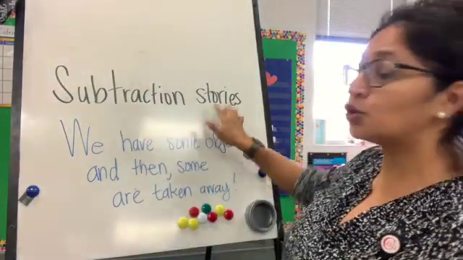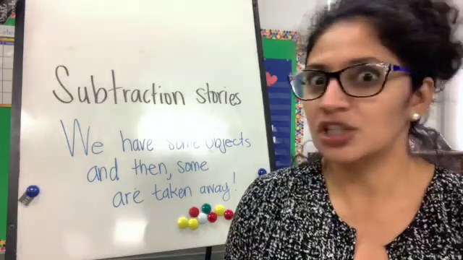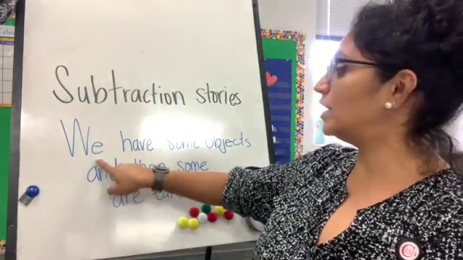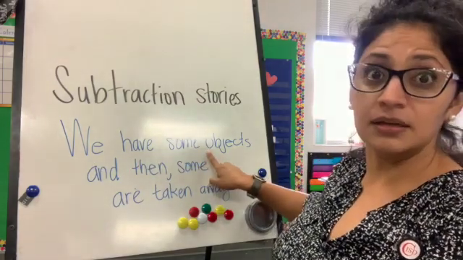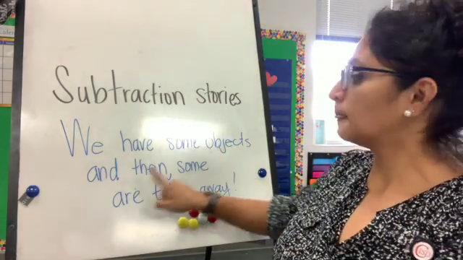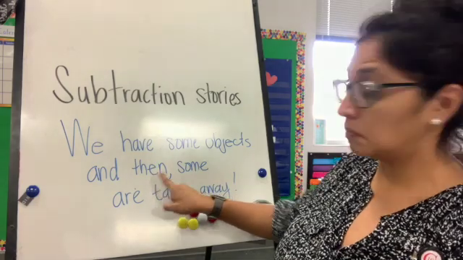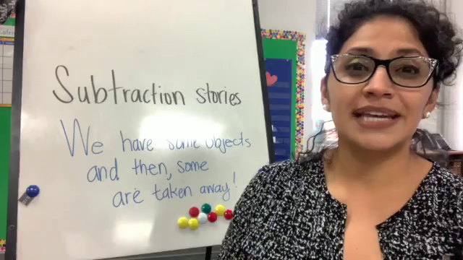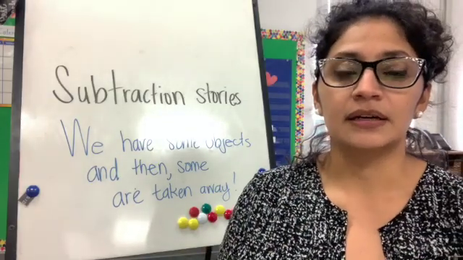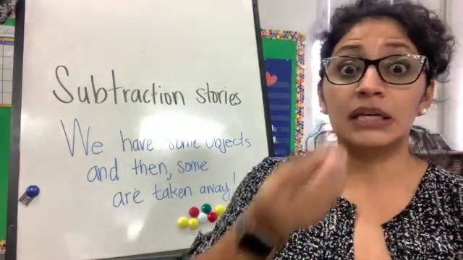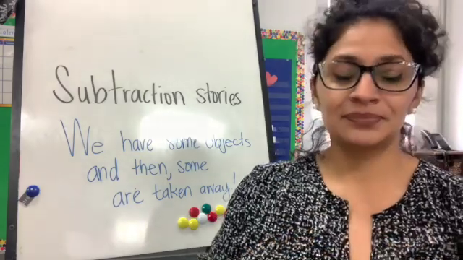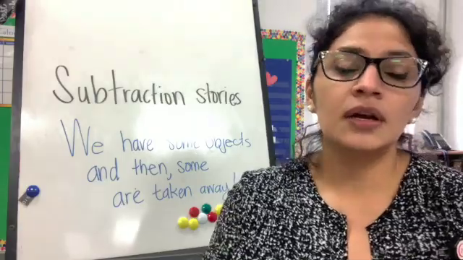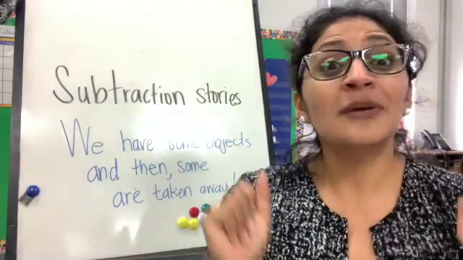So subtraction stories are stories, just like our storybooks. They're stories about characters. And so we have some objects, right? Some things. And then some are taken away. Now, when you say taken away, they can be taken away or they can be eaten and so they're gone, or they can be broken and so they're gone too, or they can just disappear in a snap.